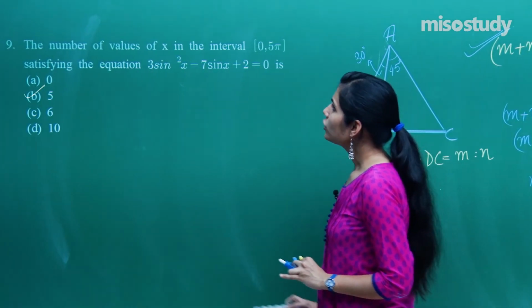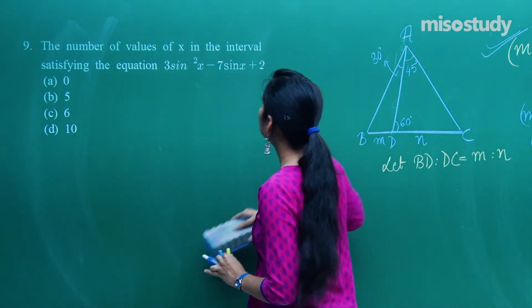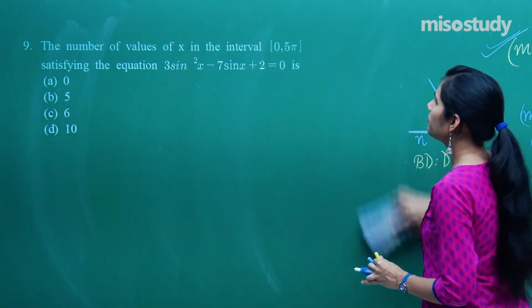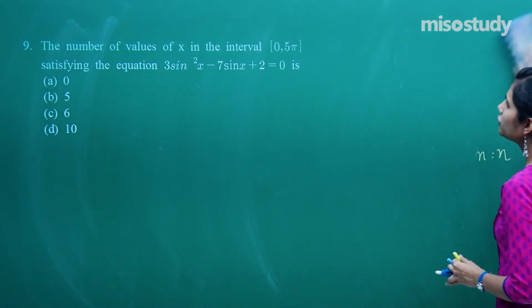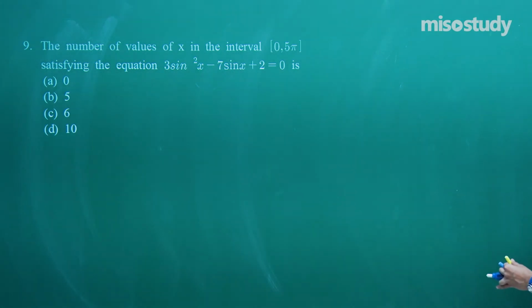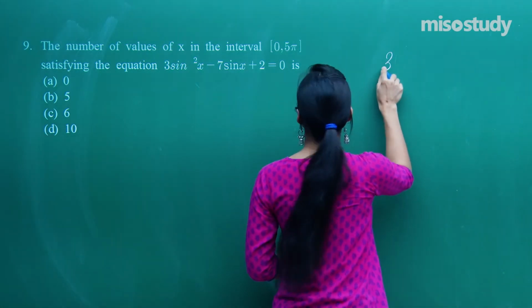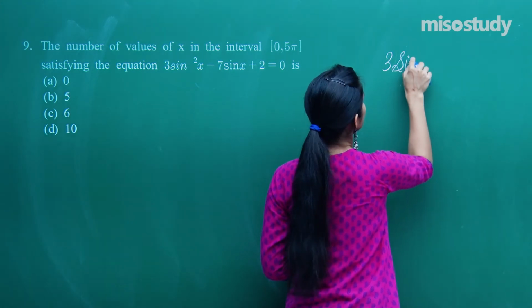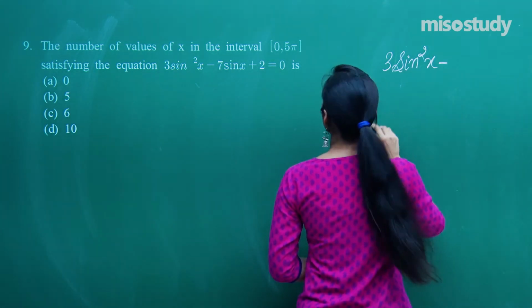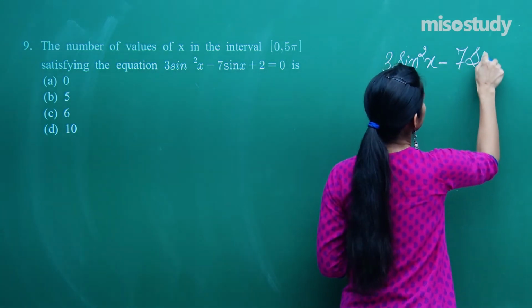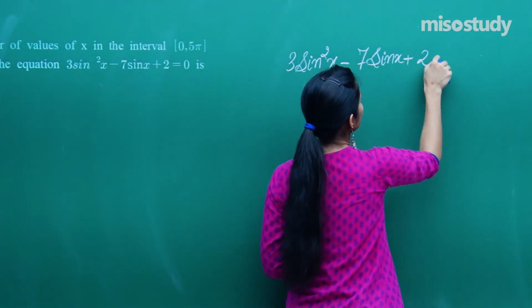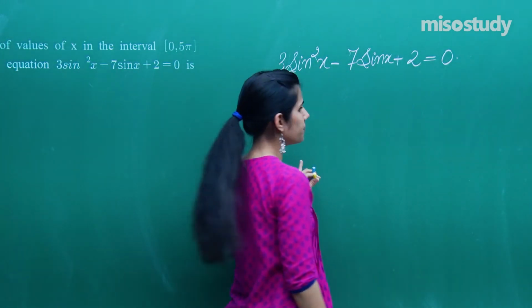It is saying the number of values of x in the interval 0 to 5 pi of this equation 3 sine square x minus 7 sine x plus 2 equals 0 is how many? Again, solutions are not being asked, number of solutions are being asked. Let's see, you have 3 sine square x minus 7 sine x plus 2 equals 0. Okay?